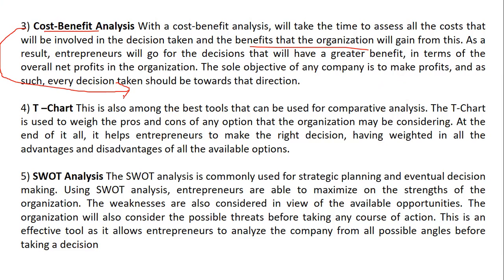Next, which we have is T chart. So this is another best tool which is used for comparative analysis. Along with decision matrix, you can have T chart, which will give a best comparative analysis by understanding the pros and cons which are involved in an organization. It will help the entrepreneurs or the business owners to come up with a right decision by understanding the advantages and disadvantages of the available options. So when you are denying a particular decision, you know the reason behind that denial. That is because of your T chart.